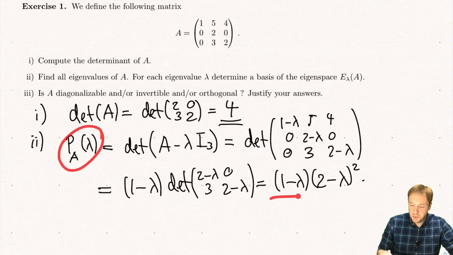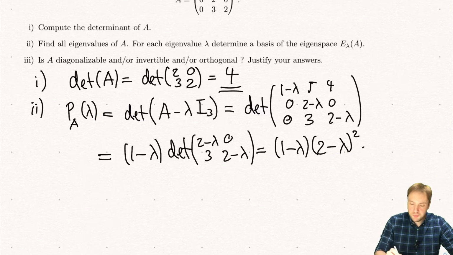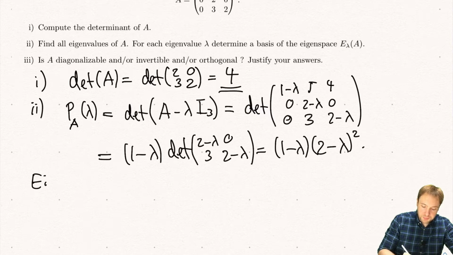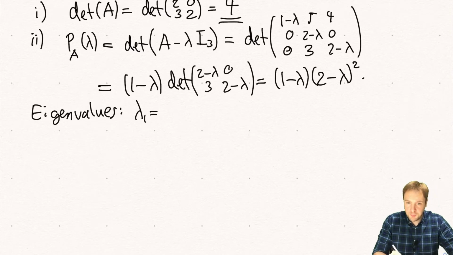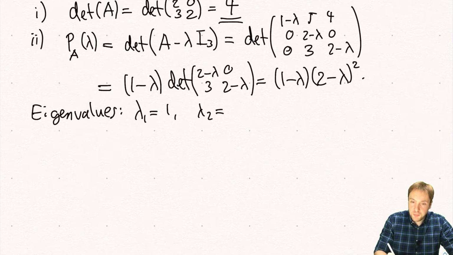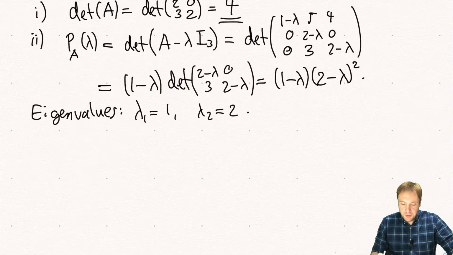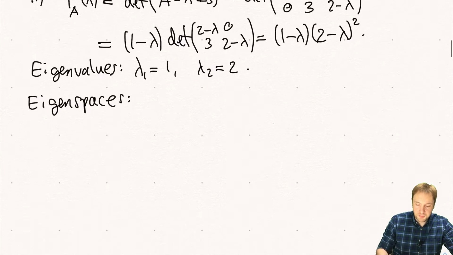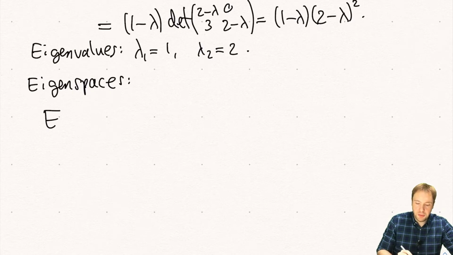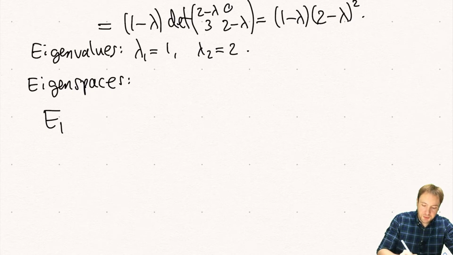And this, again with the same argument as before, is just 1 minus lambda times the determinant of this matrix, 2 minus lambda. So this is 1 minus lambda times 2 minus lambda squared. The zeros of this polynomial are clearly lambda equals 1 or lambda equals 2. So the eigenvalues are lambda 1 equals 1, lambda 2 equals 2. And then the eigenspaces. Let's do the eigenspace for lambda 1, the eigenspace for 1 of this matrix A.